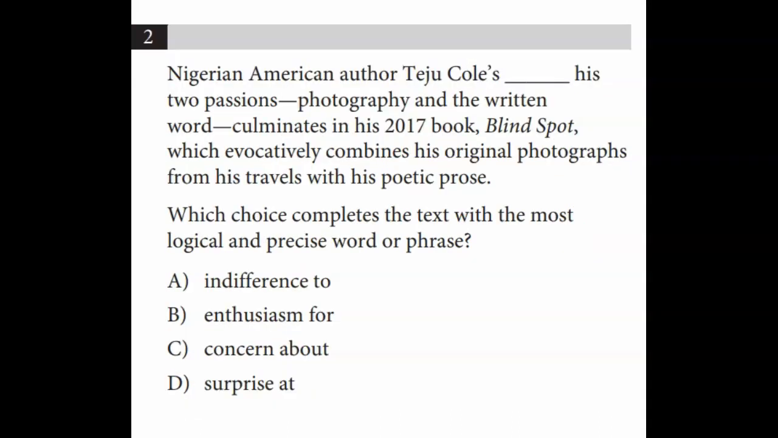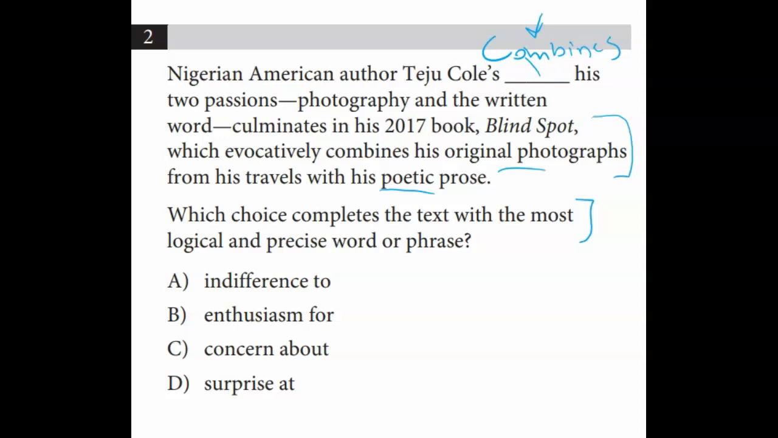And number two, which choice completes the text with the most logical, precise word or phrase? All right, so we're going to fill in this spot with a word that we think it should be. Nigerian American author Teju Cole's blank his two passions, photography and written word, culminates in his 2017 book Blind Spot, which evocatively combines his original photographs from his travels with his poetic prose. So I'm going to say combines. So he combines his two passions, photography and written word, and this is through his book that has photographs and poetic prose. So let's look at the answer choices.